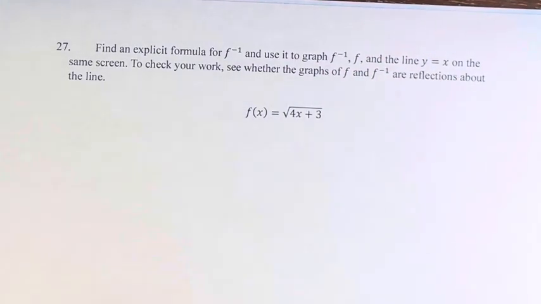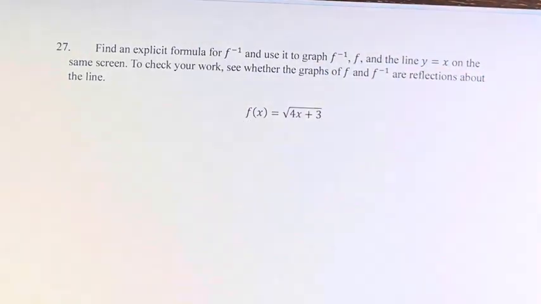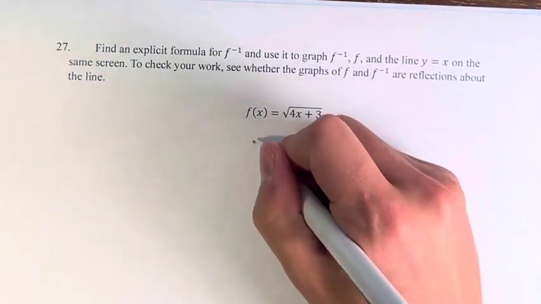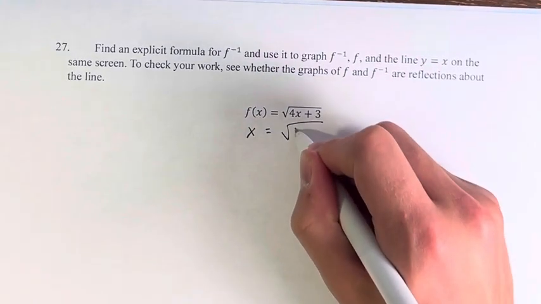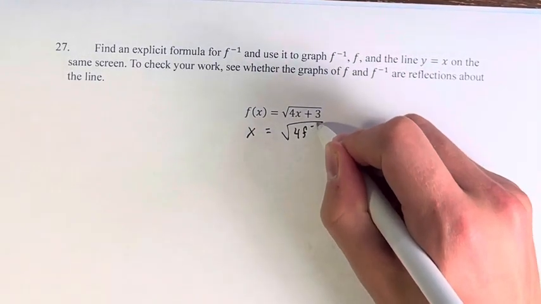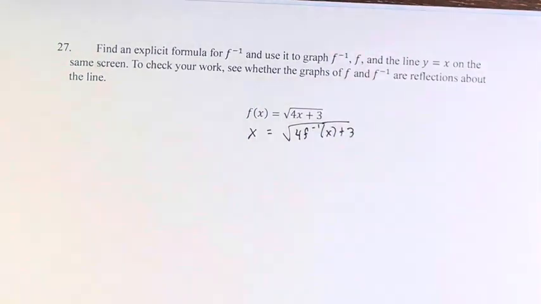So to calculate the inverse of f, we take our original function, and wherever we see the function, we replace it with x. And wherever we see x, we replace it with the function, except this time it's the inverse. Now we just have to solve for f inverse, and we'll have our equation.